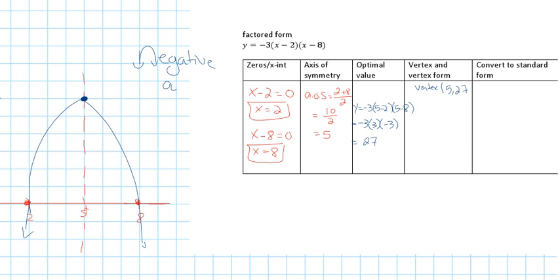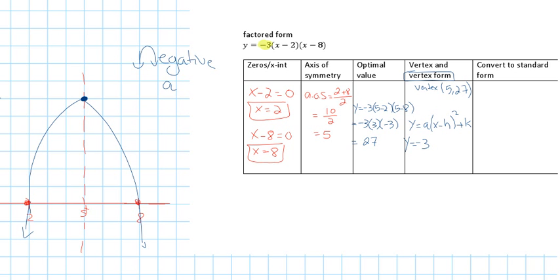Now, I want to write it in vertex form. What's the general form for vertex form? y equals a(x minus h) squared plus k. Good. Do I have enough information? Do I know what my a value is? What is it? -3. Remember that the a value is the same for all three forms. So that a value is going to be the same for all three forms.